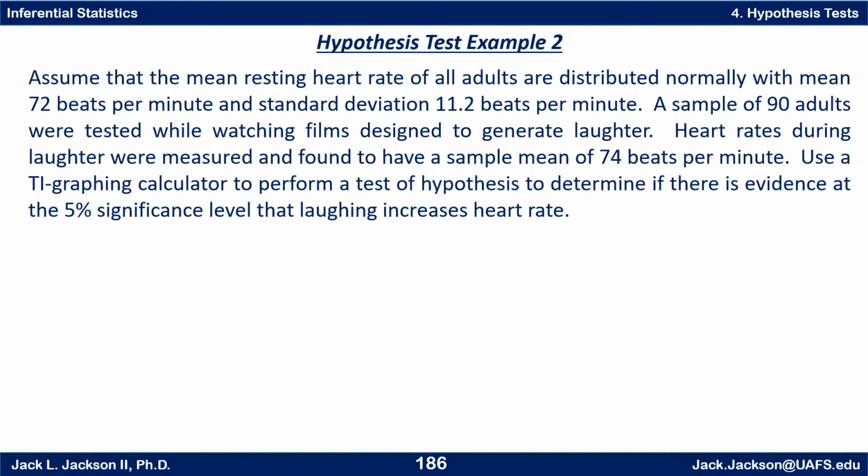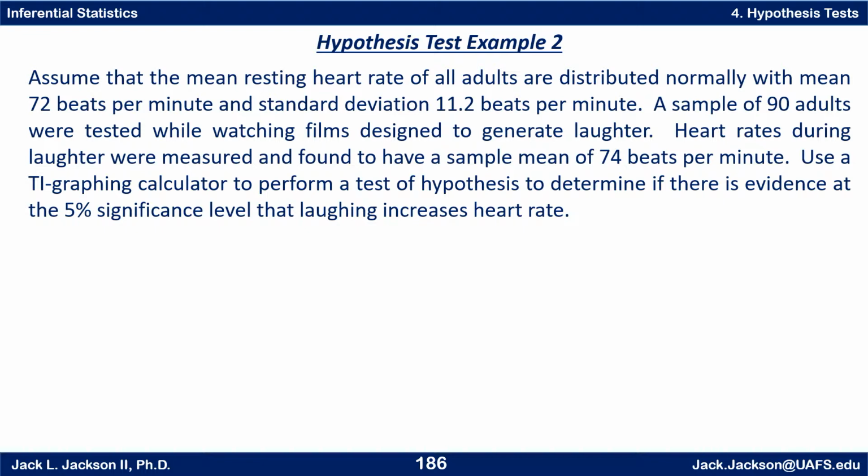Okay, here's another example. See if you can try this one with the calculator now that you've seen how to do it. Assume the resting heart rates of all adults are distributed normally with mean 72 beats per minute and standard deviation 11.2 beats per minute. A sample of 90 adults were tested while watching films designed to generate laughter. Heart rates during laughter were measured and found to have a sample mean of 74 beats per minute. Use a TI graphing calculator to perform a test of hypothesis to determine if there is evidence at the 5% significance level that laughing increases heart rate. See if you can do this one on your own. Press pause now.